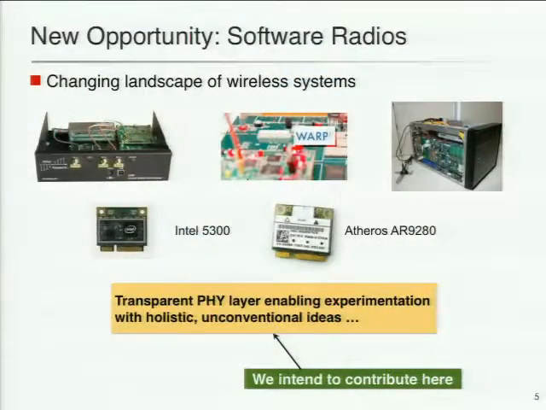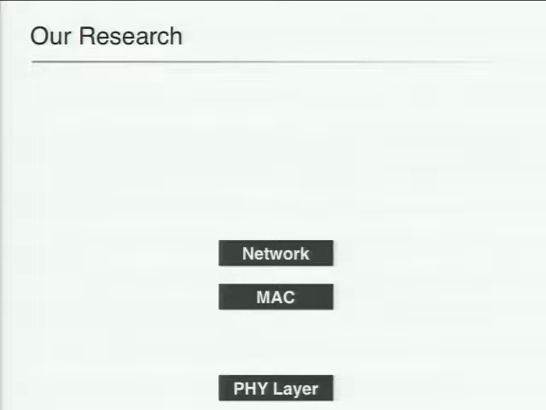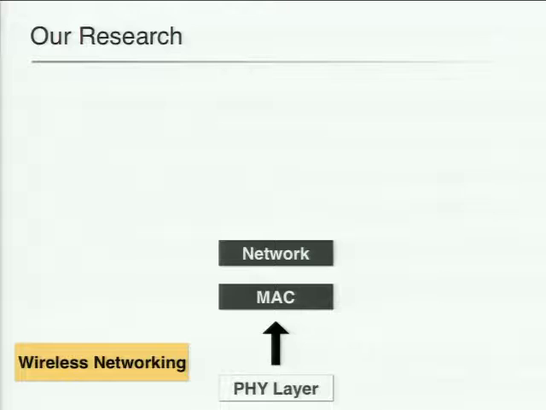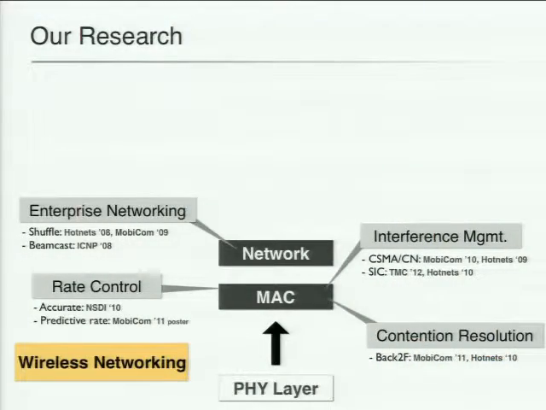And our intention has been to contribute in this space. So in our research, we find that physical layer information and capabilities can be used to solve challenges in wireless networking. And these problems include contention resolution, interference management, rate control, and enterprise networking.